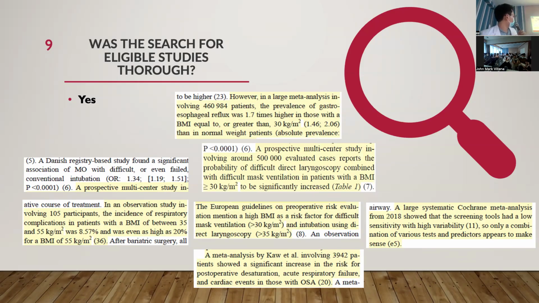So to note a few, we have a prospective multi-center study involving around 500 cases that reports the probability of difficult direct laryngoscopy combined with difficult mask ventilation in patients with a BMI of more than 30 kilograms per meter square to be significantly increased. Another, we have a meta-analysis by Kong et al. involving 3,942 patients that showed a significant increase in the risk for post-operative desaturation, acute respiratory failure, and cardiac events in those with OSA.